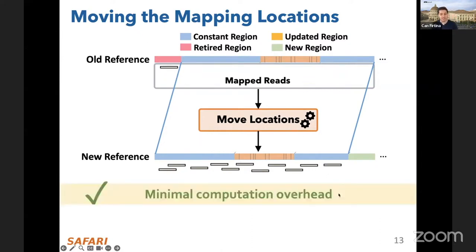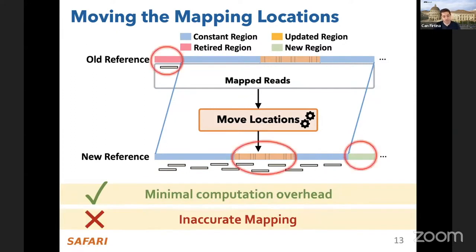So this provides a minimal computation overhead to move the reads to a new reference genome. However, this is essentially an inaccurate mapping, because we're missing the reads that fall under the retired region, where we're not mapping reads to the new reference genome. We're also missing the fact that the reads under the updated regions could now map to other regions because of these slight changes between the two reference genomes.